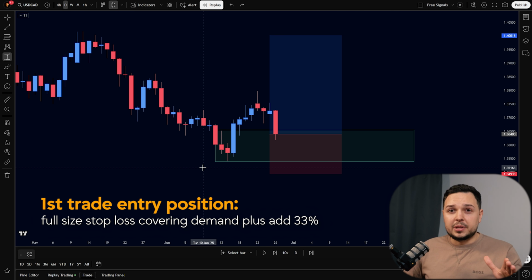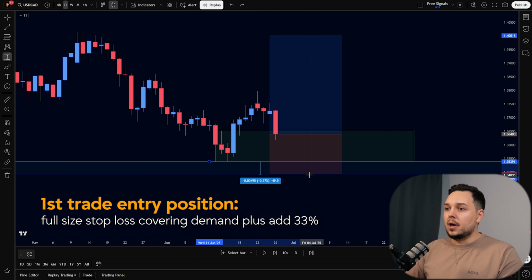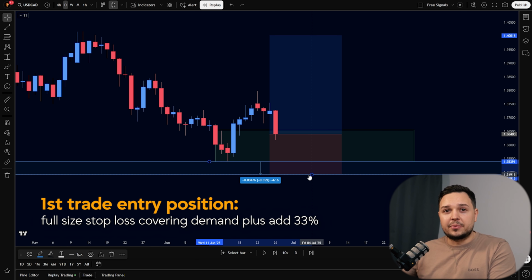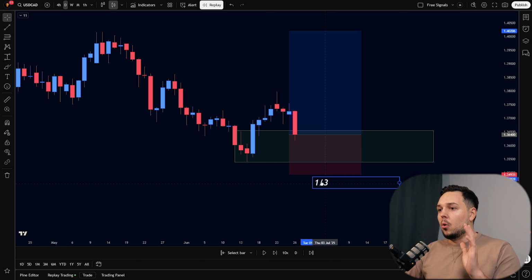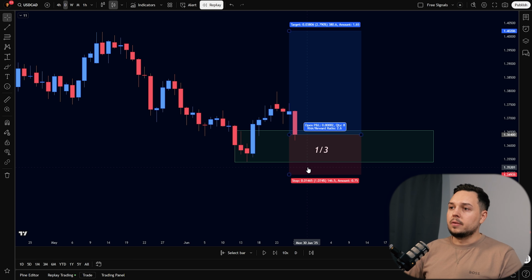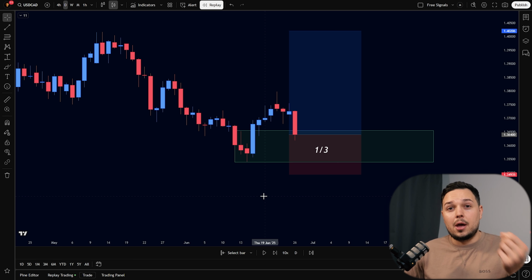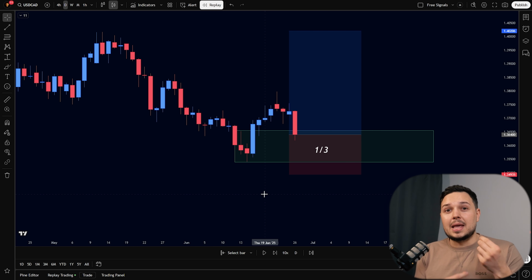Your stop loss will be the full size. You always want to cover the demand zone plus add 33% on top of that just for wicks and stuff. You don't want to get kicked out of the market too soon. But the idea behind the early entry is simple. You only open 1/3 over here because this is the early entry. We might get a better entry.